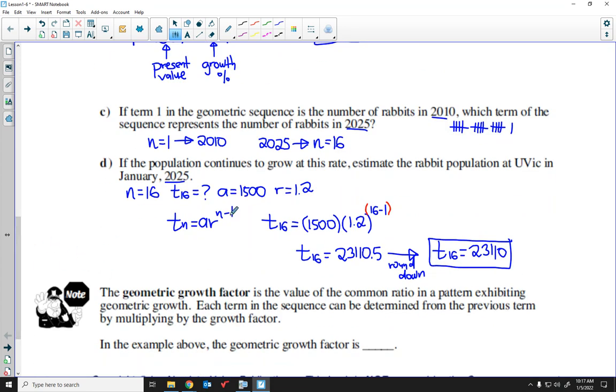And the note it makes right here says that in this situation we're dealing with a geometric growth factor. The geometric growth factor is the value of the common ratio in a pattern exhibiting geometric growth. And in this example, the geometric growth factor is just the value of the common ratio, which is 1.2.